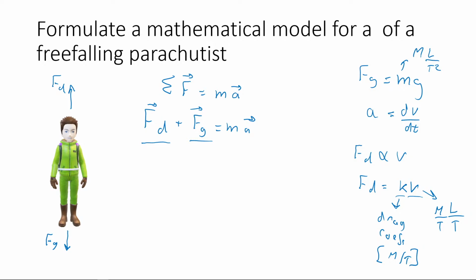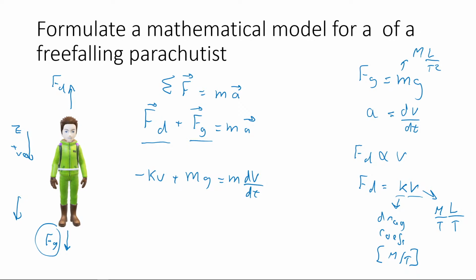Okay, so now I can put this in my equation. I can assume that this is the z direction, so positive in this direction. If this is positive in this direction, then this guy will be negative. So I have negative kv plus, this guy here will be positive, mg, my gravitational force, equal to my mass times acceleration, and that would be m dv over dt. And acceleration, I'm assuming, is positive.